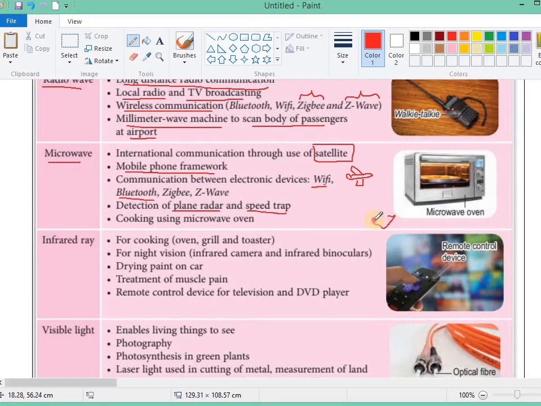So this radar, how does it know that there is an aeroplane? The radar transmitter will transmit the microwave. The microwave will hit the body of the aeroplane and reflect back, and then the radar will detect it and calculate how much time it takes for the microwave to go to the aeroplane and reflect back.